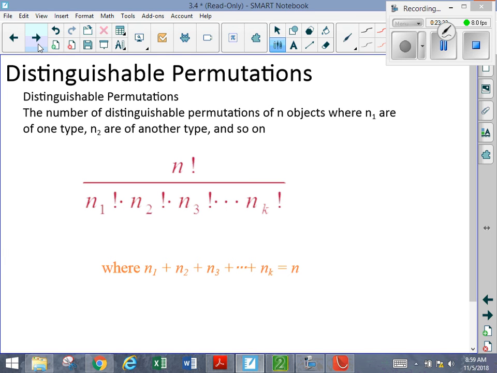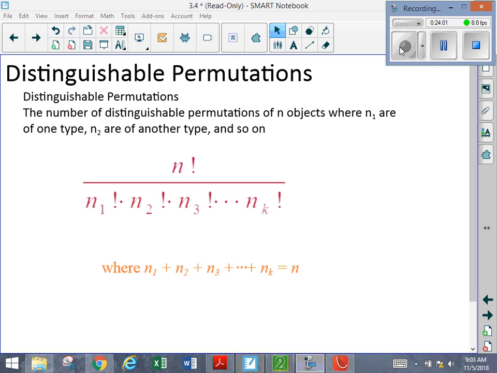All right, now we're going to talk about distinguishable permutations. The formula. We are indeed going to have to use this one. Our calculator will do a lot of work for us, but we're going to have to plug in some numbers and then put that into our calculator.